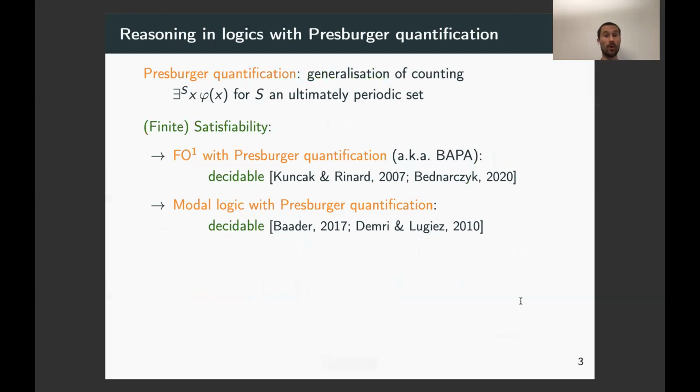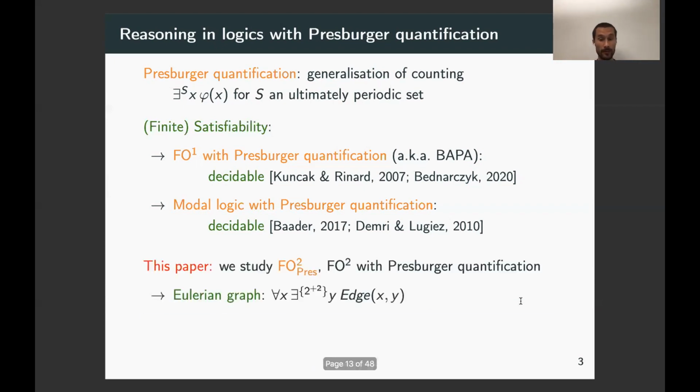Okay, so what about logics with this Presburger quantification? They are studied. For example, FO1 with Presburger quantification, first-order logic with just one variable, we have decidability for satisfiability. Modal logic with Presburger quantification, again, a little bit more expressive stuff. But for the sake of this paper, we consider full FO2 with Presburger quantification, so first-order logic with two variables and Presburger quantification.